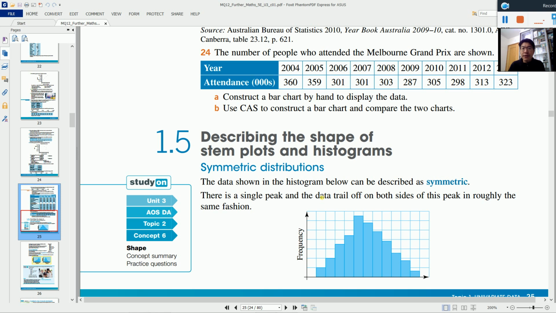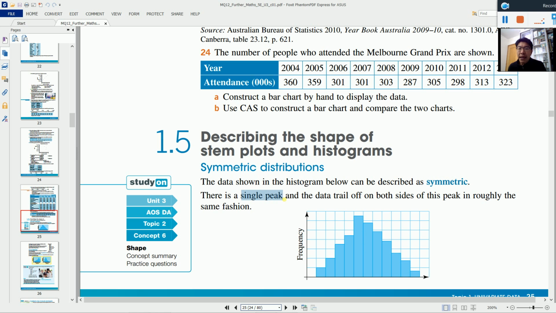The first term that you will encounter is called symmetric distributions. When it's a symmetric distribution, it's more like a mirror image. So the histogram that you can see for a symmetric distribution, the look of a symmetric graph, would be like this.